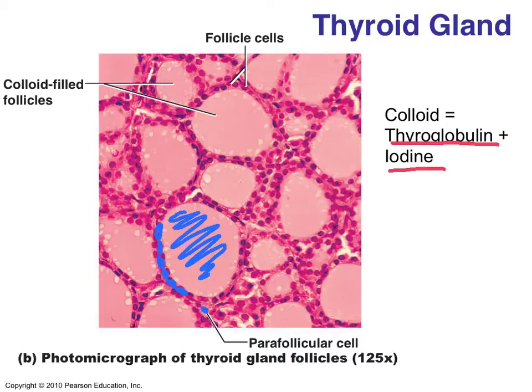The parafollicular cells are found in between colloid follicles, and they produce the hormone calcitonin.